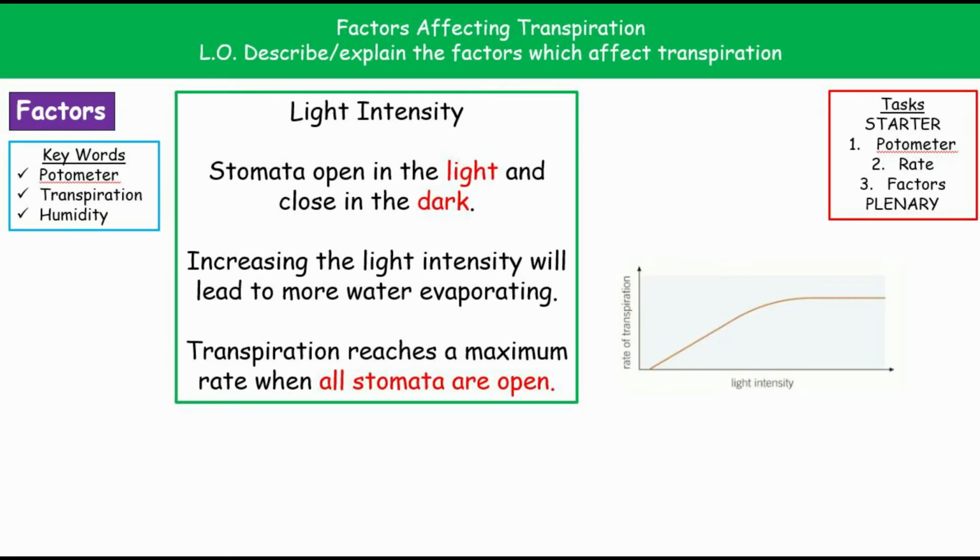So light intensity then. The stomata open in the light and close in the dark. So increasing the light intensity will lead to more water evaporating, but transpiration will reach a maximum rate when all the stomata are open. So we hit that point, and you can see it in the graph on the right there, where it just plateaus, it levels off and forms that horizontal line. That's because no matter how much we increase the light intensity beyond that, all of the stomata are already open, which means we can't possibly open any more stomata, and therefore we're not going to get any faster rate of transpiration. So make sure you've got the graph sketched, make sure you've got those words filled in, and give yourself a mark out of 3 for the ones that you did.